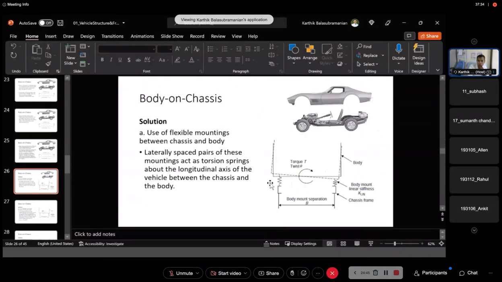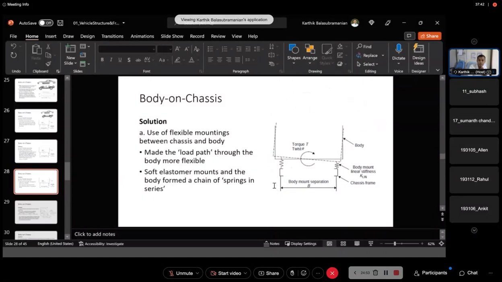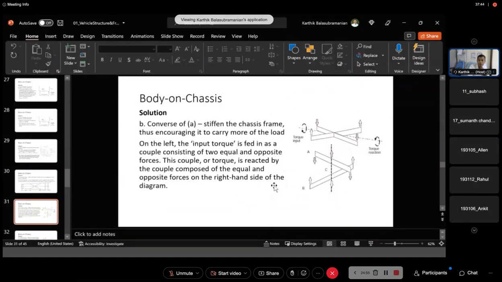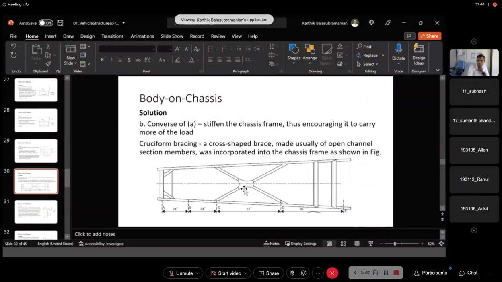Yeah, so mountings are made flexible. So body mounts with flexible features. Slowly you see the cross member that I was talking about yesterday. So this is the cross member. The cross member is added in a chassis frame to increase the stiffness. If people feel that they have to increase the stiffness of their chassis, they add this cross member.